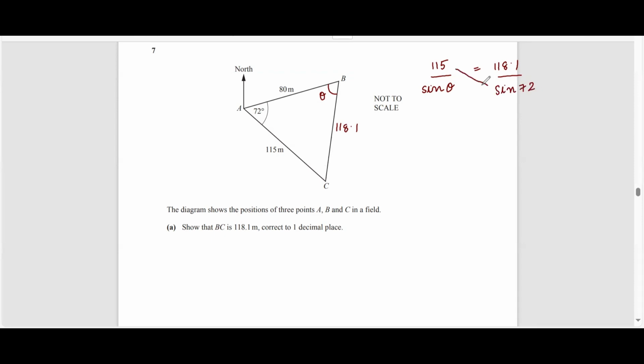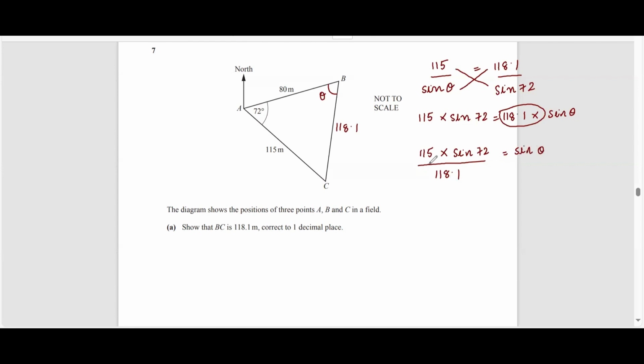So cross multiply this. When we have two fractions with an equal sign in between, we have to do cross multiplication. So 115 into sine 72 is equal to 118.1 into sine theta. Multiplication of this 118.1 goes to the left hand side. It becomes 115 into sine 72. Multiplication, changing sides, it will become division. 118.1 is equal to sine theta.